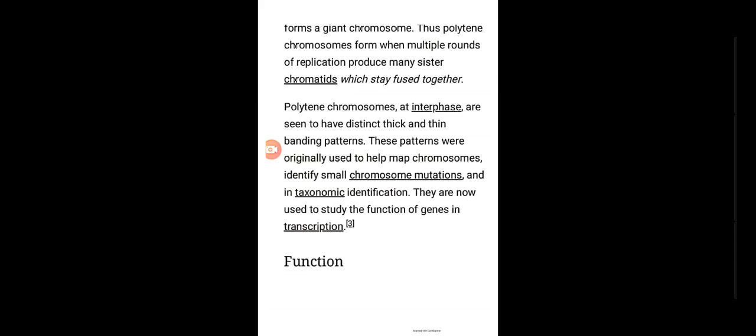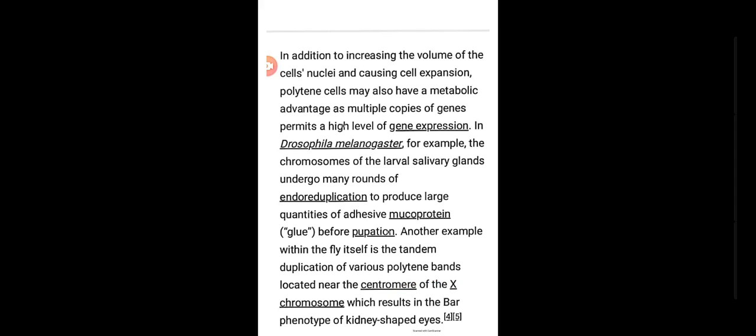Polytene chromosomes of interphase are seen to have distinct thick and thin banding patterns. These patterns were originally used to help map chromosomes, identify small chromosome mutations, and in taxonomic identification. They are now used to study the function of genes in transcription. In addition to increasing the volume of the cell's nuclei and causing cell expansion, polytene chromosomes may also have a metabolic advantage, as multiple copies of genes permit a high level of gene expression.